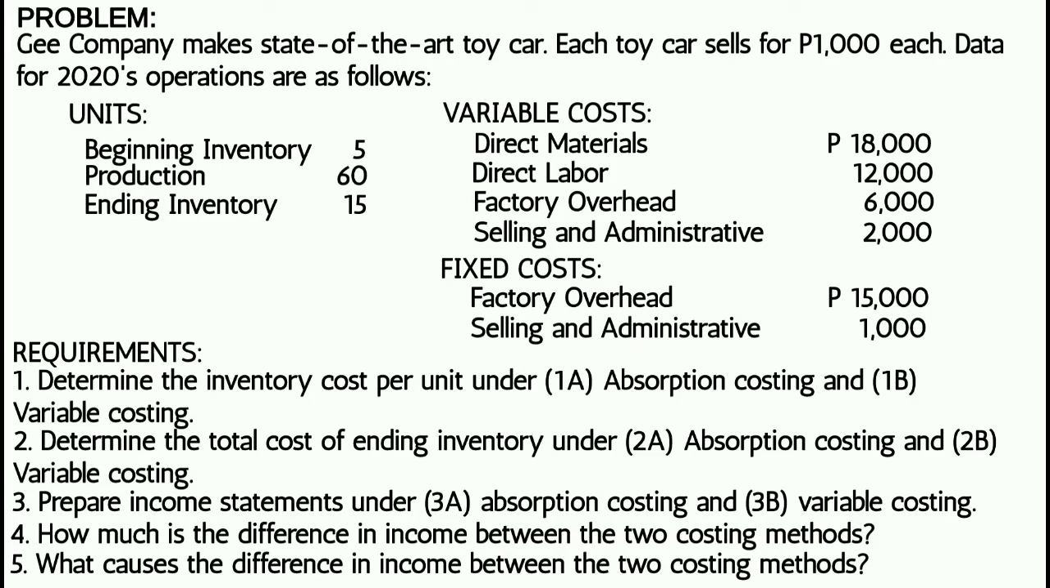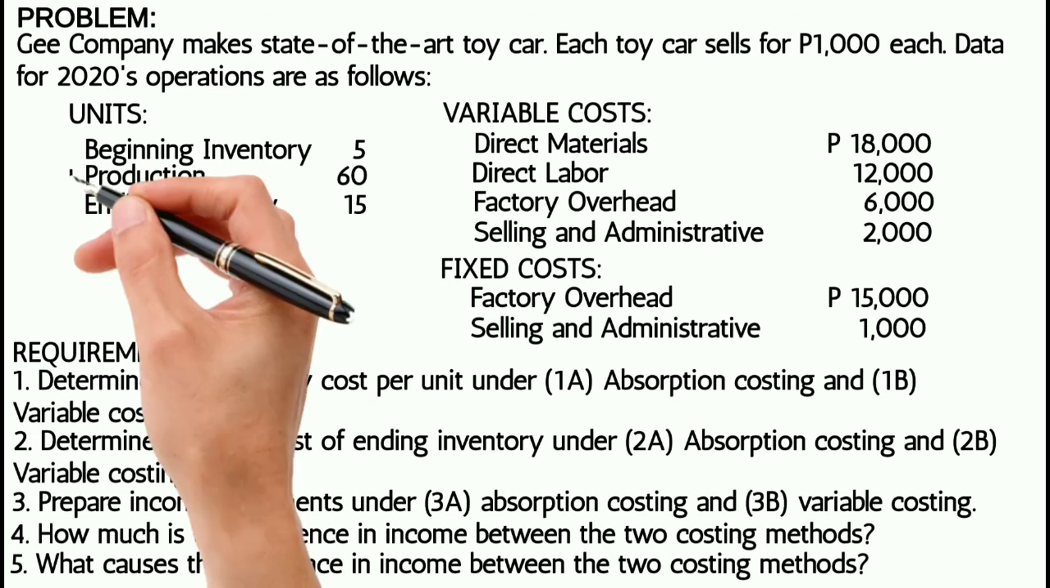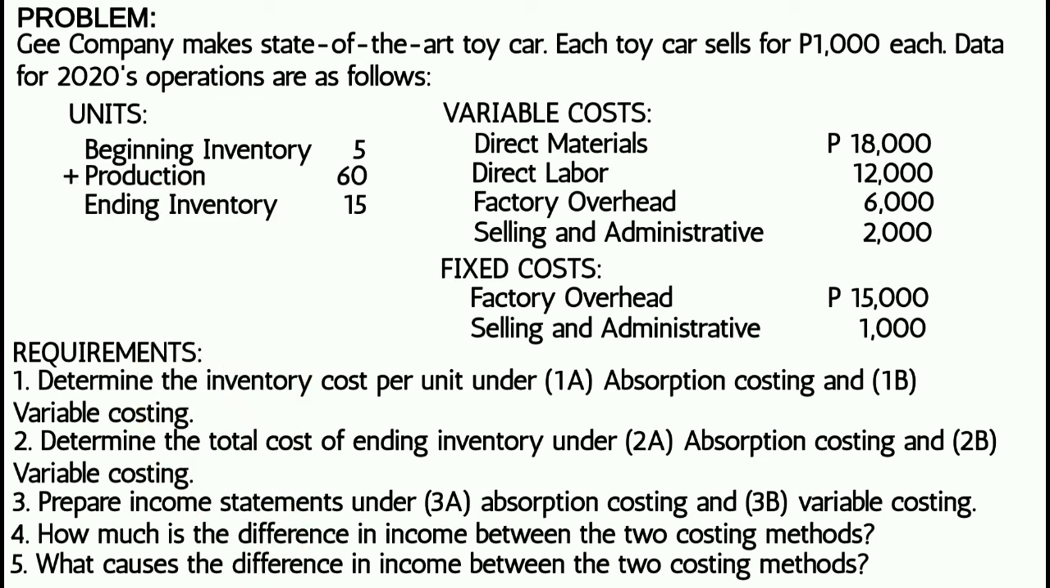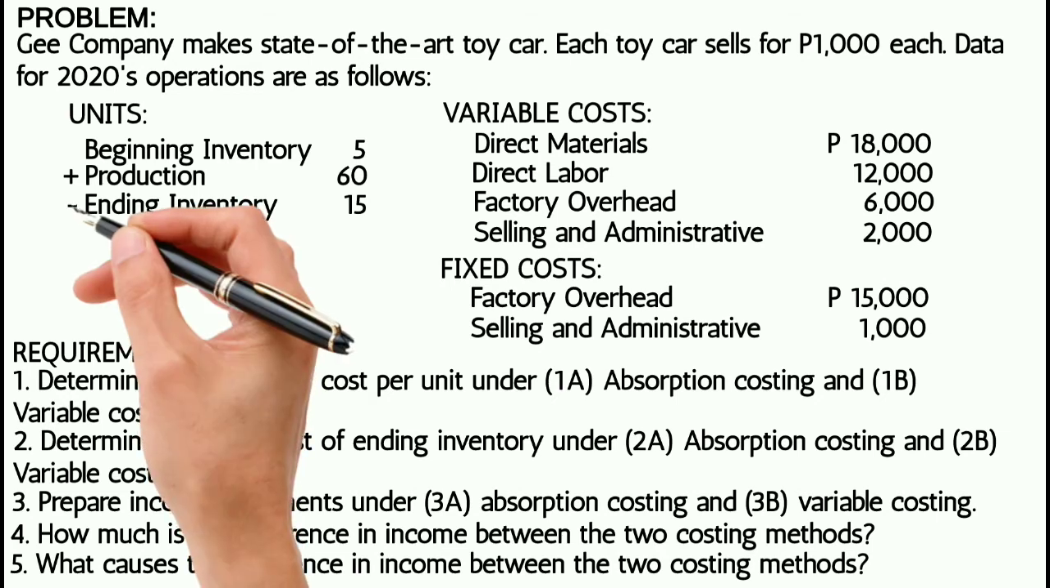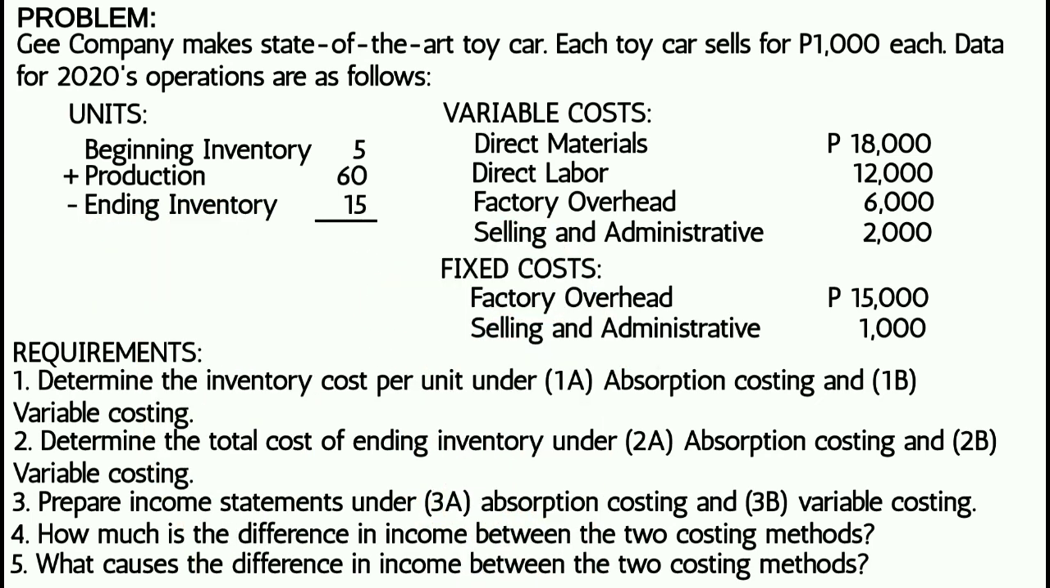Before we answer requirement number 1, i-compute muna natin yung units na nabenta. Here, meron tayong beginning inventory na 5 units. I-add natin yung 60 units na production. That means yung units na na-produce. After that, ima-minus natin yung ending inventory na 15 units. 5 plus 60 minus 15, that is equal to 50 units. That means ang units na nabenta ay 50.